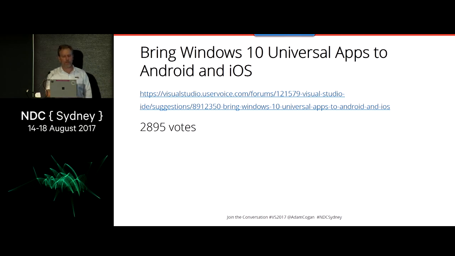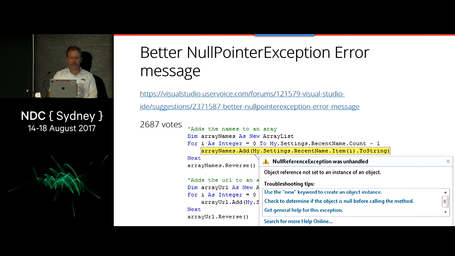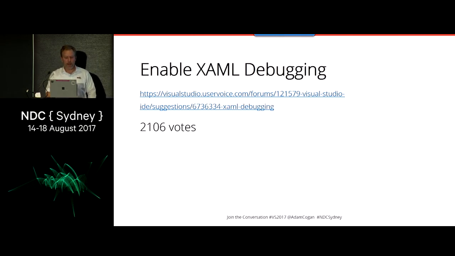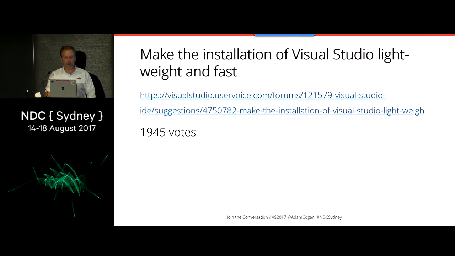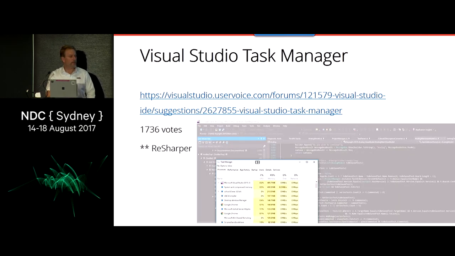We've got some Windows 10 universal app requests. Some of you have already glazed over as soon as I mentioned universal apps. We've got this. We want a better null pointer exception error. People don't like the object reference not set to an instance of an object. And we want XAML debugging. And we want Visual Studio to be quicker to run. And we want a task manager in there that's got 1,700 votes.